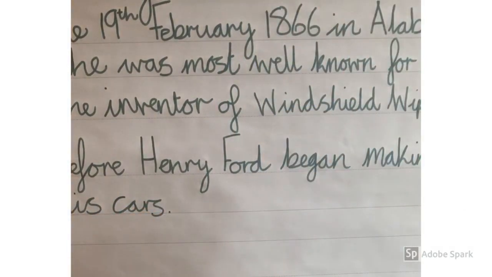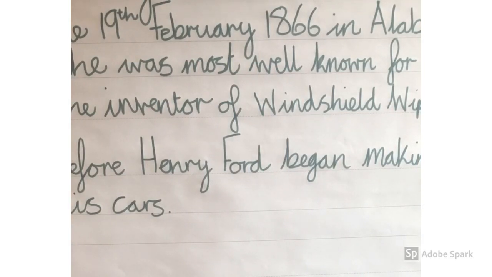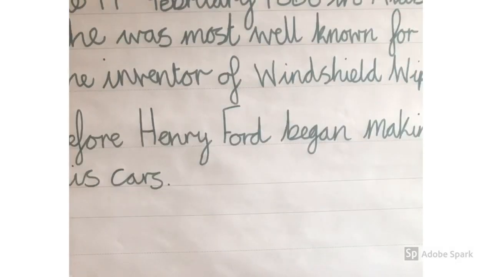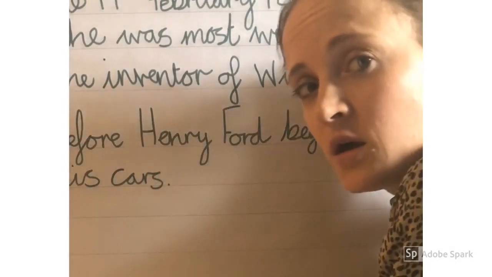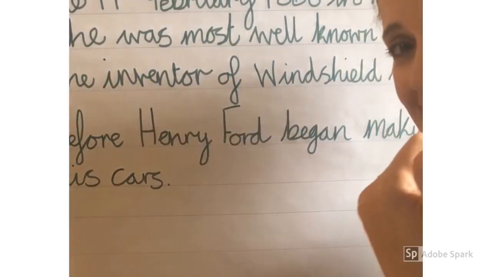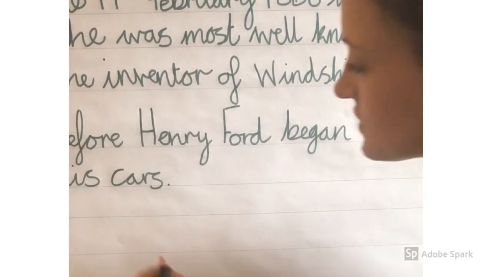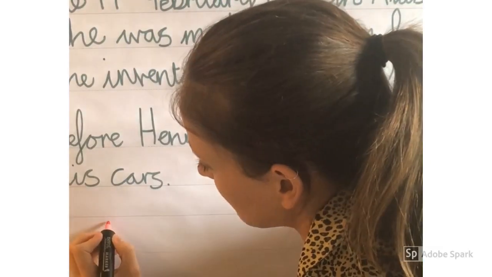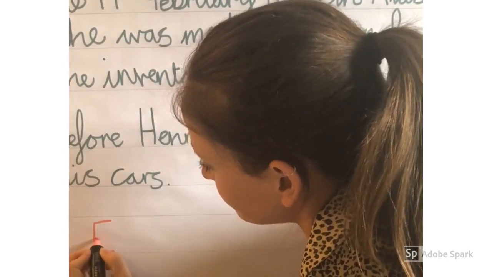So my introductory paragraph says Mary Anderson was born on the 19th of February 1866 in Alabama. She was most well known for being the inventor of windshield wipers before Henry Ford began making his cars. So once this is all done, we're going to move on to our first paragraph, and it needs a subheading. So the subheading first that we're going to be looking at is early life.